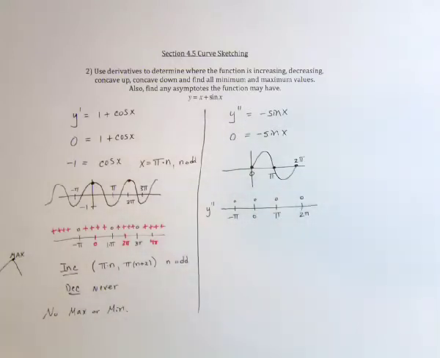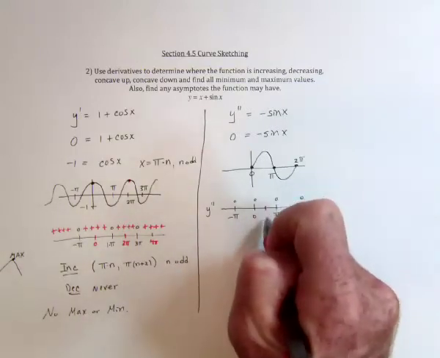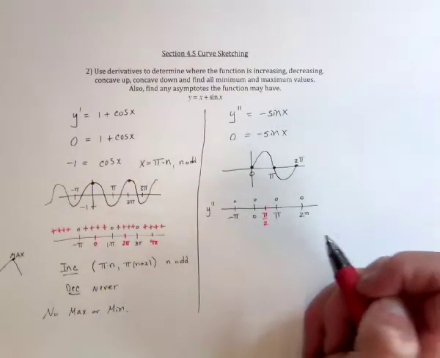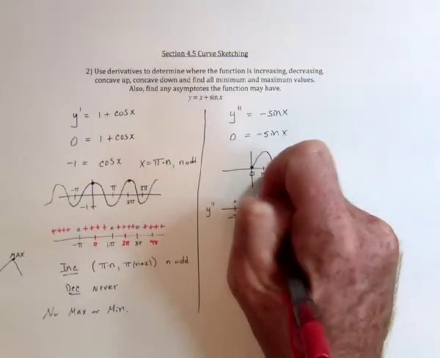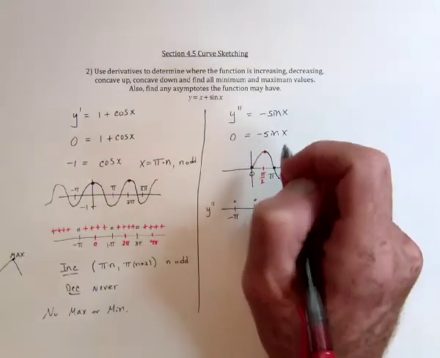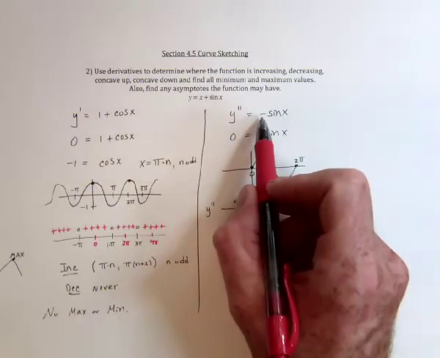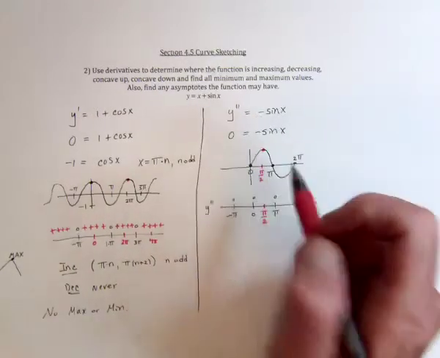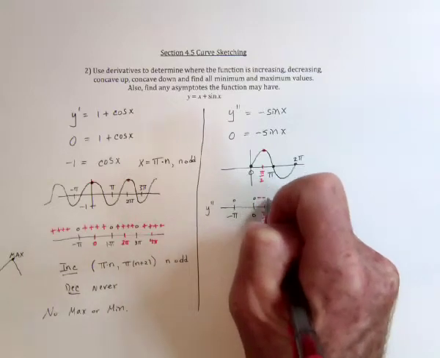Then what about in between? So for example, at pi over 2. Well, that would be right here, pi over 2. And sine is equal to 1. Then because of this negative, it's negative. So it's negative in here.